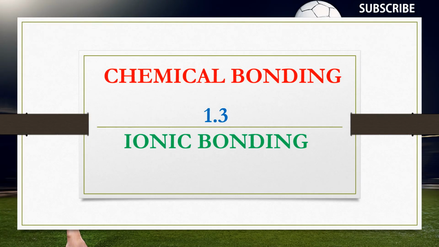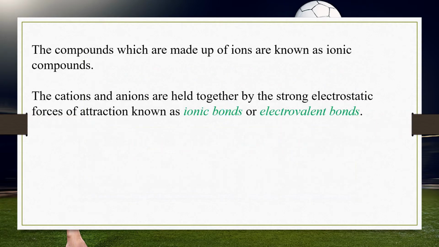In this video, we are going to look at one of the main types of chemical bonding, which is ionic bonding. This type of bonding is called ionic bonding because it involves the presence of ions. Remember, ions are charged particles, and in the same way, the compounds which are made up of ions will also be known as ionic compounds.